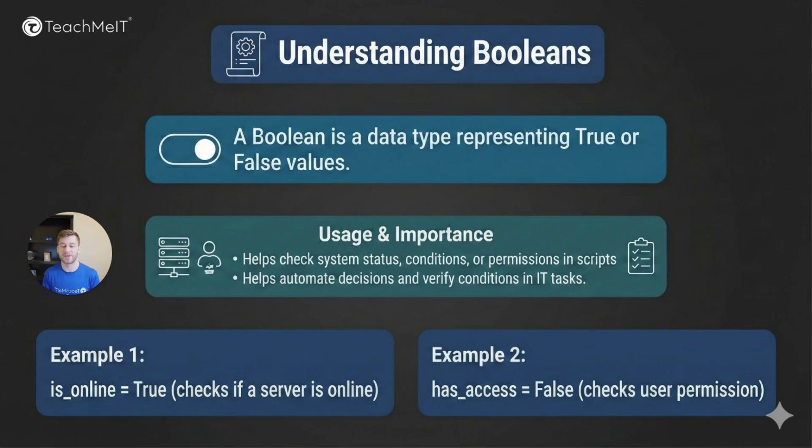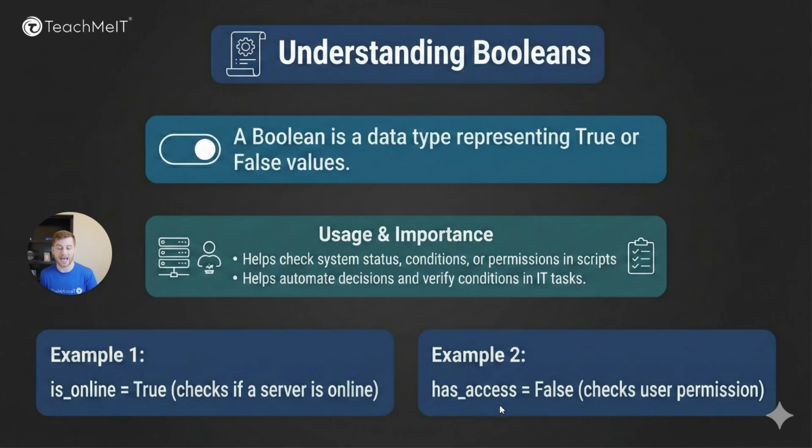They also help automate decisions and they can help verify certain conditions. An example here would be is online, which is a variable for showing whether something is offline or online, so checking if a server is online. In this case, is online equals true. This is a Boolean. It could also say is online equals false. It's either true or false. It can't be like is online equals 0.1 like a float or is online equals 1 like an integer. With a Boolean, it has to be either true or false.